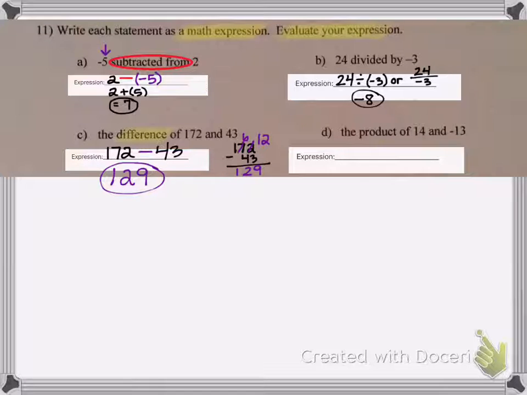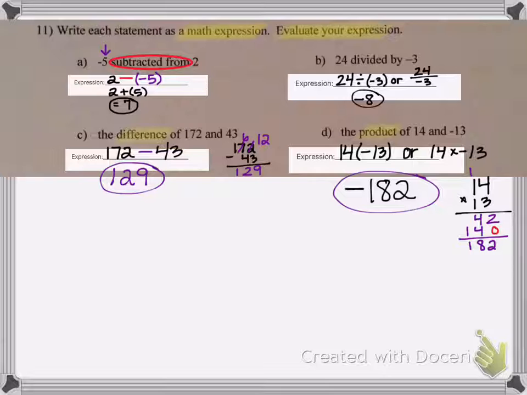And part D, the product of 14 and -13. So product means multiplication. I can use the parentheses to show multiplication or the X to show multiplication. So I need to do 14 times 13, which is 182, but since I'm doing a positive times a negative, it's -182.